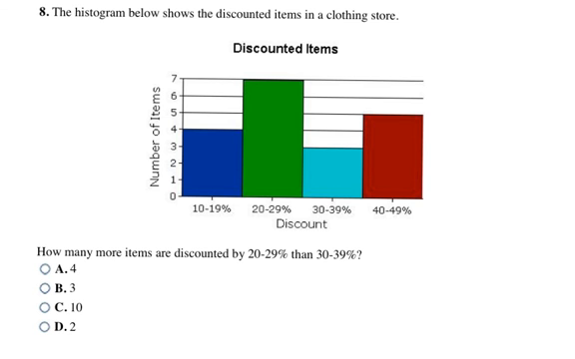My last problem here deals with a histogram, because you notice the intervals at the bottom of the bar graph. And so the histogram below shows the discounted items in a clothing store. How many more items are discounted by 20 to 29% than 30 to 39%? So that means I'm going to look at my green bar to see what the 20 to 29%, how many there were. I go to the top of that bar and over, and there's 7 of those.